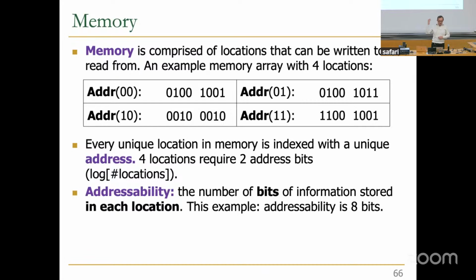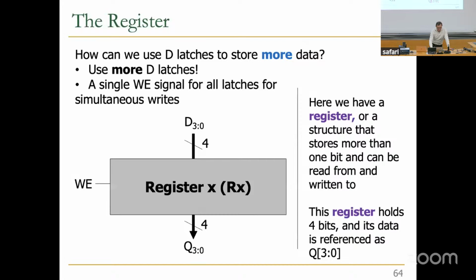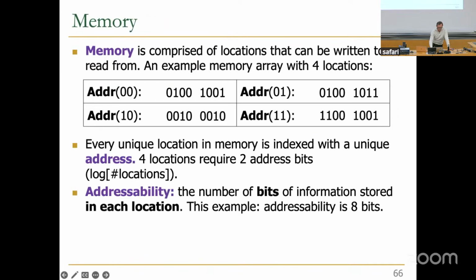In this case, I show you what data is stored. Each location stores 8 bits. Again, this is an example. I'm going to show you another example at the logic level soon. This is all higher level. Addressability is the number of bits of information stored in each location. So if you look at this example, location 00 stores 8 bits. So you could have a register that's 8 wide, right? So this register, instead of having it 4 wide, you could have D[7:0] and Q[7:0] over here. Makes sense, right? So you can basically parameterize the concept.